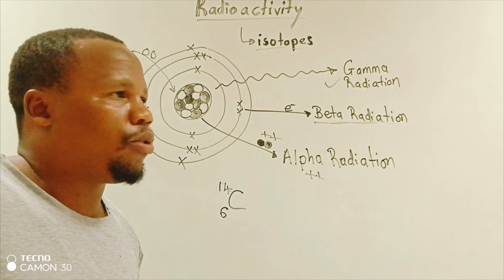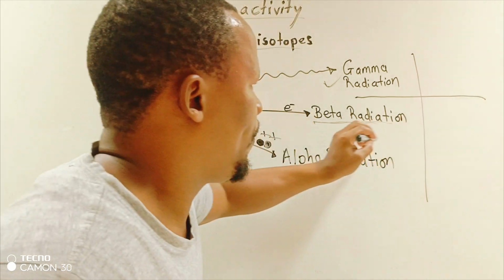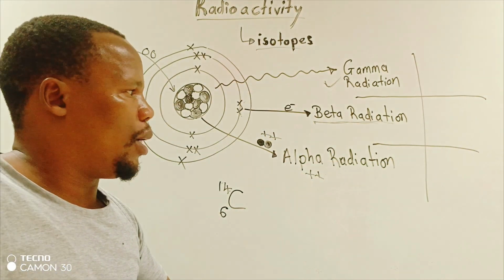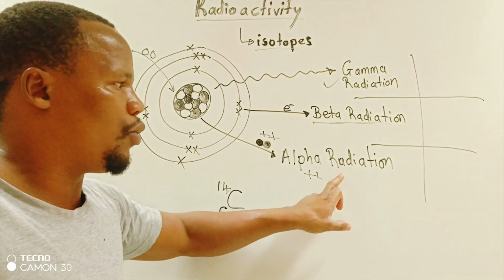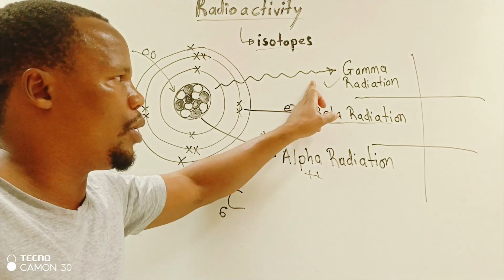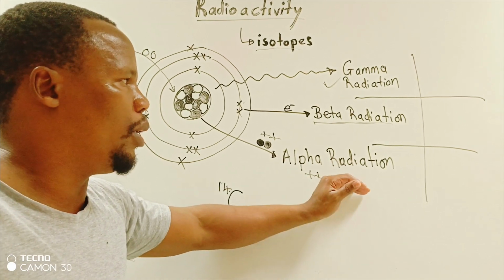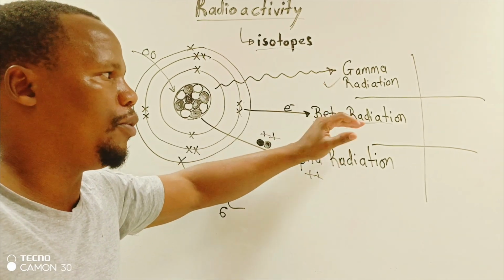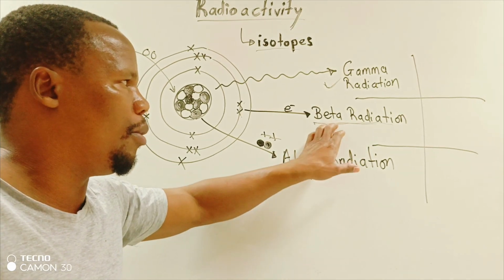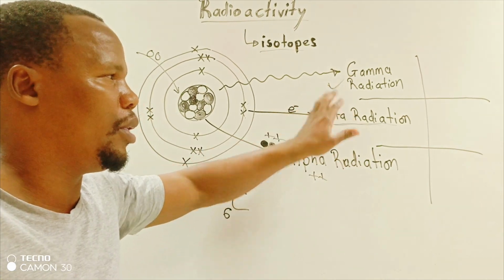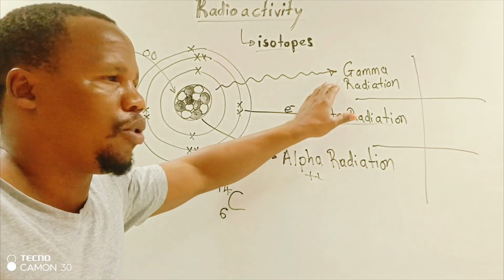This one is massless, this one is massless, this one has mass. This one has no charge, this one is negatively charged, this one is positively charged. Poor penetration, most penetrative, moderate penetration. Highly ionizing, moderately ionizing, not ionizing. Highly deflected, less deflected by a magnetic field. This one is not deflected.